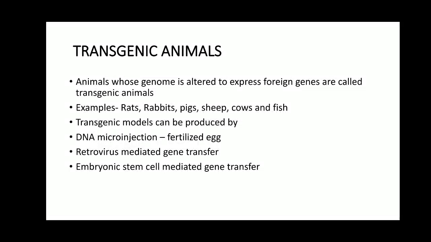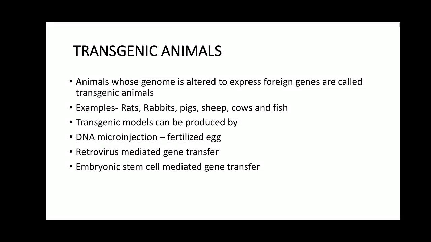Based on that ideology, retroviruses are used to transfer the foreign gene or the functional gene into these animals, known as retrovirus mediated gene transfer, to create transgenic animals. That means animals that are going to possess new traits, or produce new products, or produce the products at very high yield and large production. Another way of creating transgenic animals is embryonic stem cell mediated gene transfer.